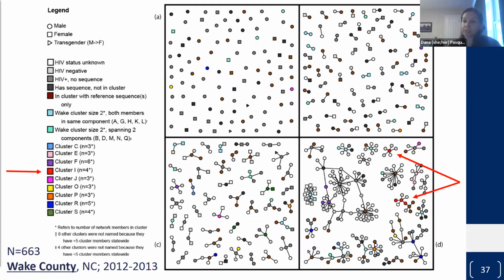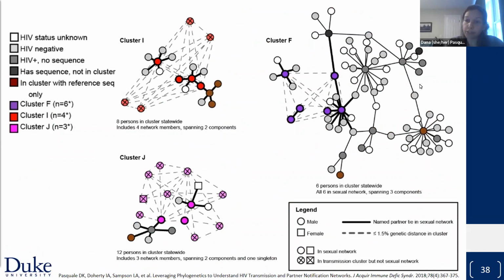So we wanted to look at whether the clusters were completely contained within one network component, or if they spanned multiple network components like this red cluster I that I've picked out here. Because perfect partner elicitation means that people who are in the same transmission cluster should at least be in the same network component. Looking at a few of those clusters, including red cluster I a little closer up, the sociosexual network connections are represented by solid lines, and the dashed lines represent 1.5%. This is the same definition used by the serodiscordant pair study. So it's 1.5% or less pairwise genetic distance, which is pretty close. It's closer even than our cluster definition. And those are the dashed lines.